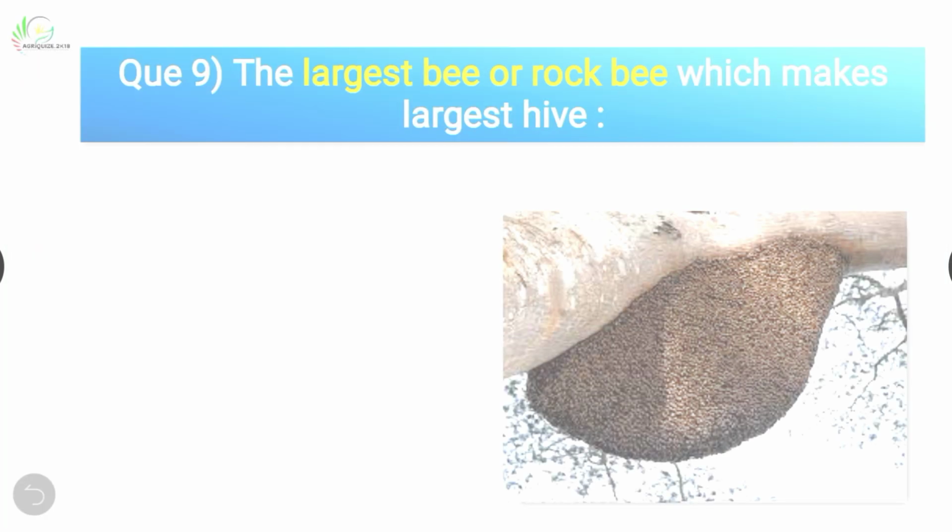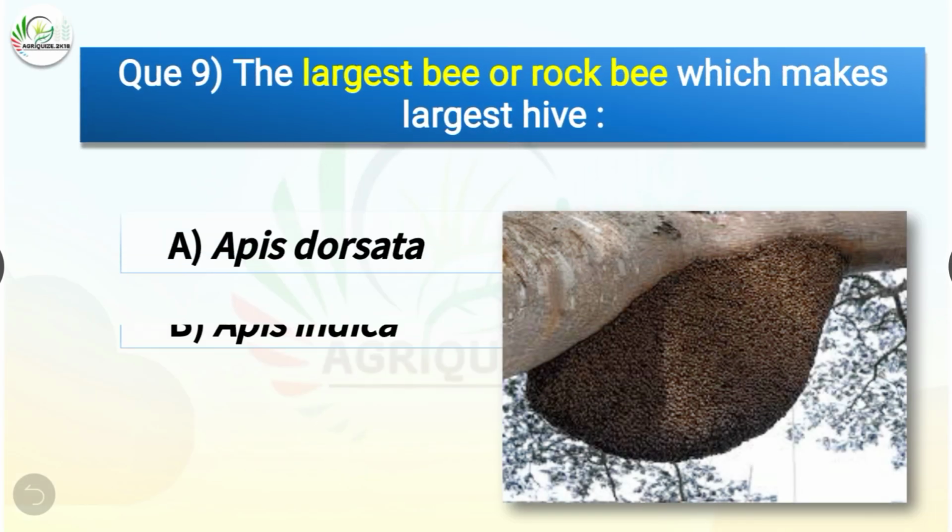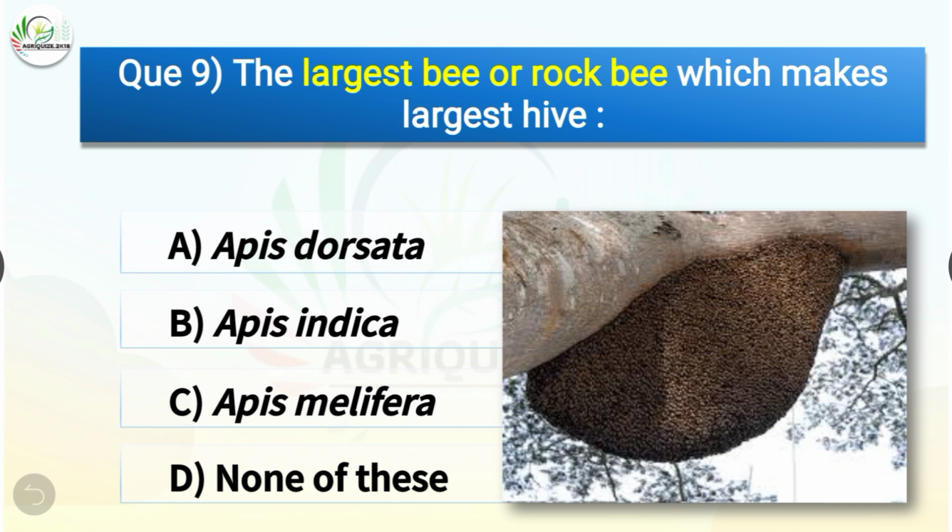Question number 9. The largest bee or rock bee which makes largest hive is dash. The options are Apis dorsata, Apis indica, Apis mellifera, or none of these. The correct answer is option A, Apis dorsata. So the largest bee or rock bee which makes largest hive is Apis dorsata. Apis indica is also known as the Indian bee, and Apis mellifera is also known as the European bee.